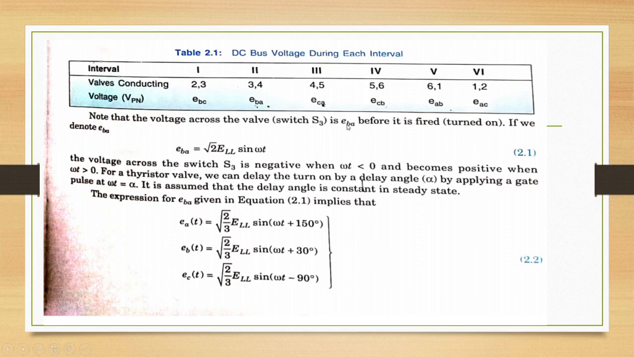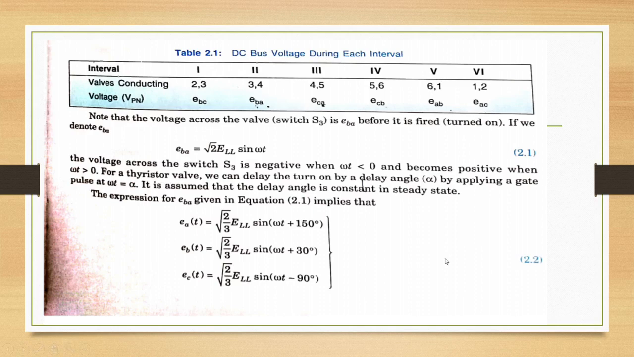The voltage across switch S3 is negative when omega t is less than 0 and becomes positive when omega t is greater than 0. So for a thyristor valve, we can delay the turn on by a delay angle alpha by applying a gate pulse at omega t equal to alpha. It is assumed that the delay angle is constant in steady state.